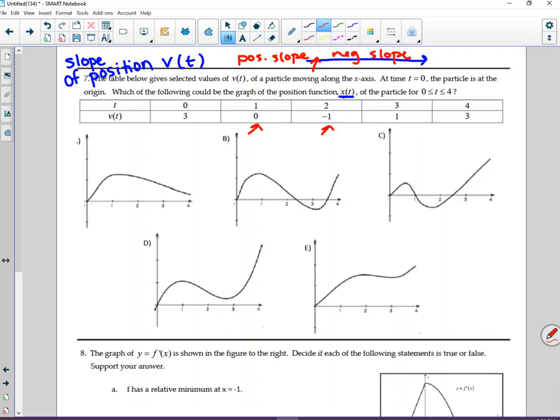So that would be a maximum at x equals 1. Not here. Don't have a maximum at x equals 1. Not here. All the rest, though, look possible. It's kind of like uphill and then downhill around 1. Uphill and then downhill around 1. Uphill, then downhill around 1.